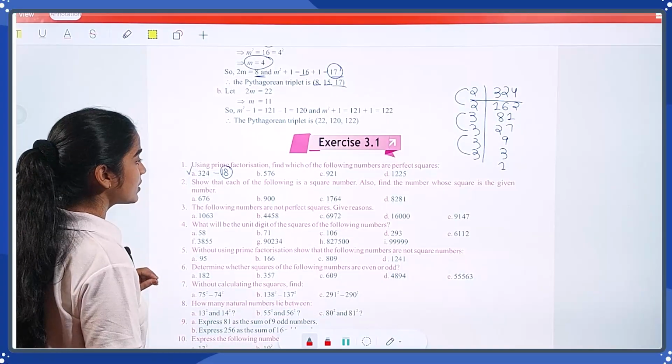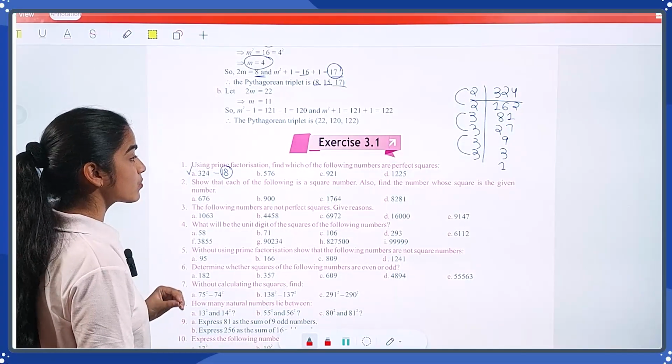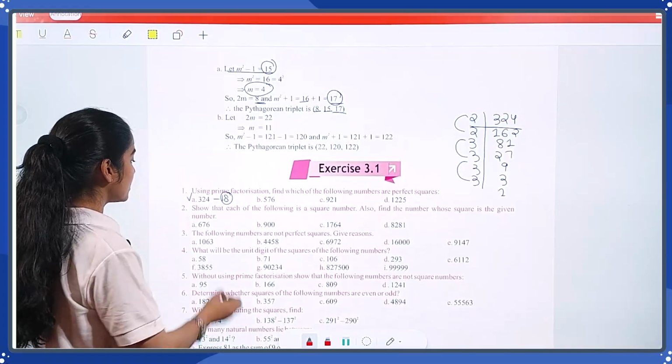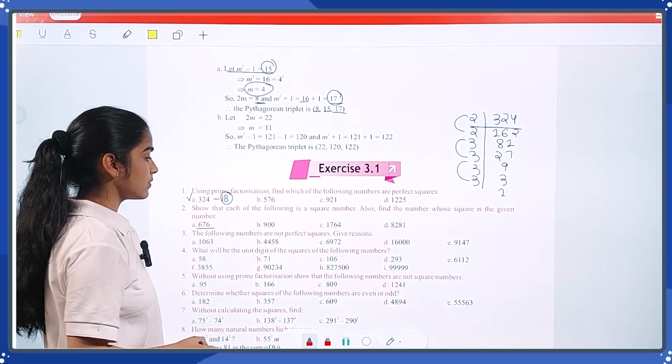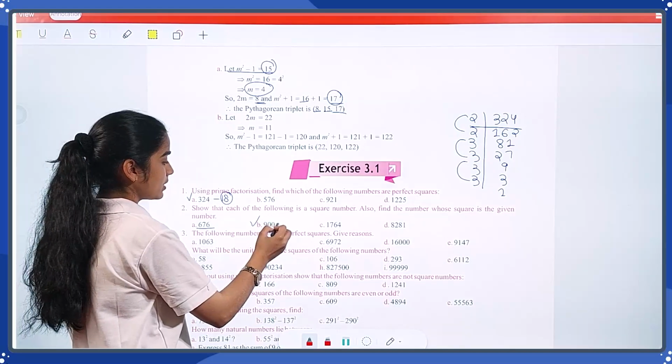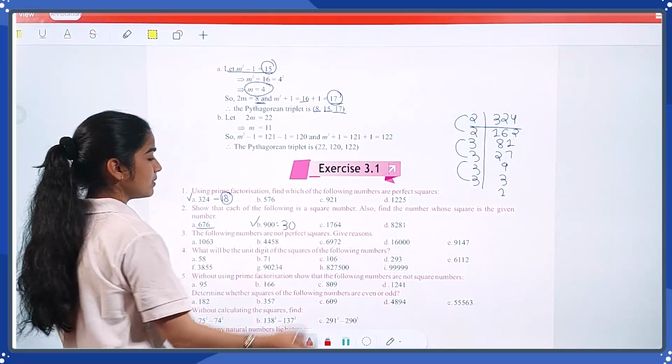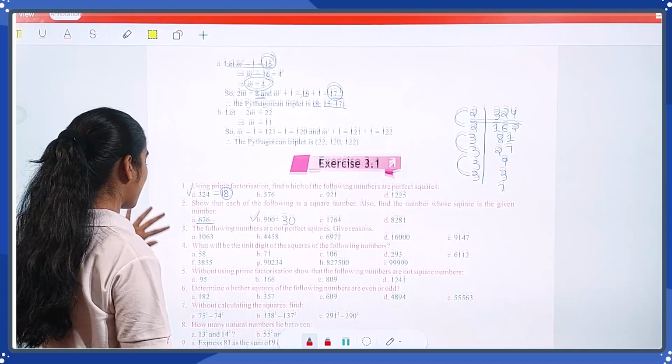Show that each of the following is a square number. Also find the numbers whose square is the given number. So 676. It is a square number. So 2401. This is a square number and the square root of this is 49. You can simply find out with the help of prime factorization.